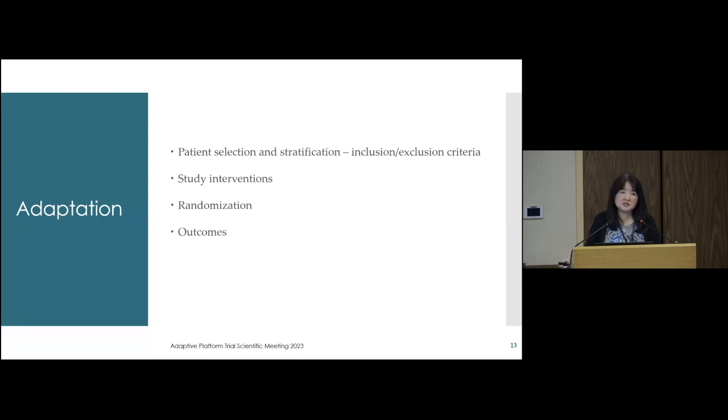You can also adapt the outcomes. You have a platform with multiple outcomes, primary and secondary. But say you are using a different intervention and it works better in a subset of the population. You can change the primary outcome and do it that way as well. So there are many modular pieces that you can try to adapt.